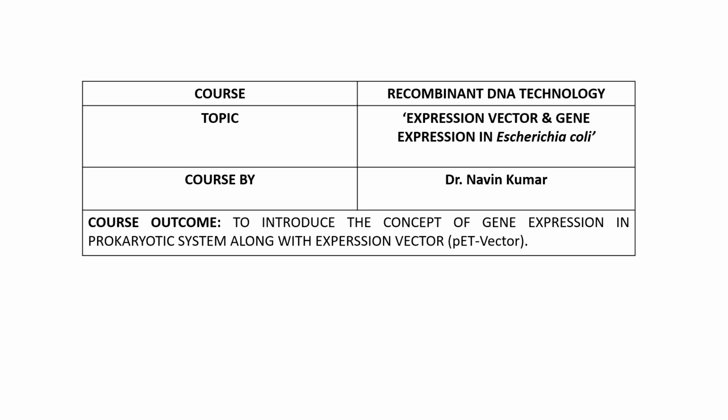So today my class is on gene expression in E. coli. This is a very important topic of RDT. Today I will mainly cover gene expression in Escherichia coli. What are the benefits of using Escherichia coli as a model for gene expression? Second, what are the different elements of expression vectors? Then, what are the different promoters? And I will take one vector, the PET vector, as a model to explain gene expression in Escherichia coli.